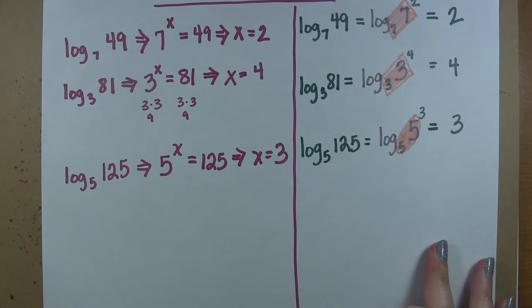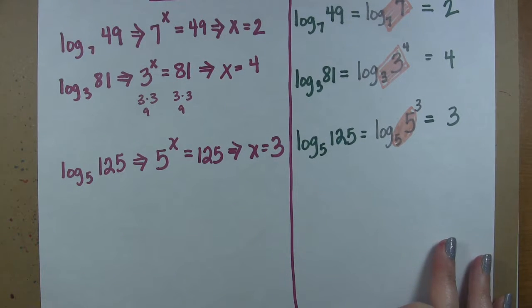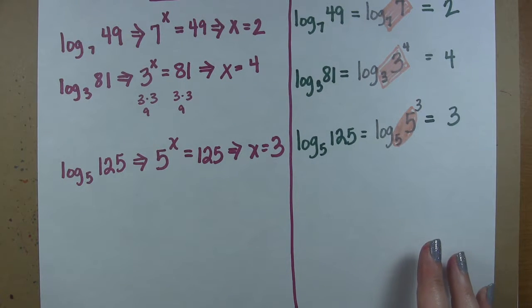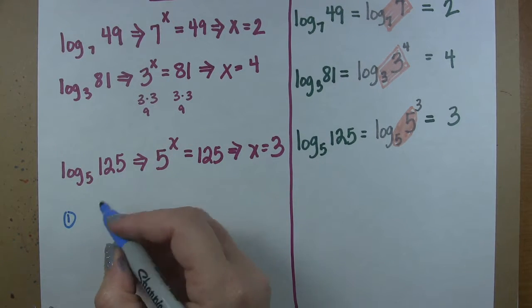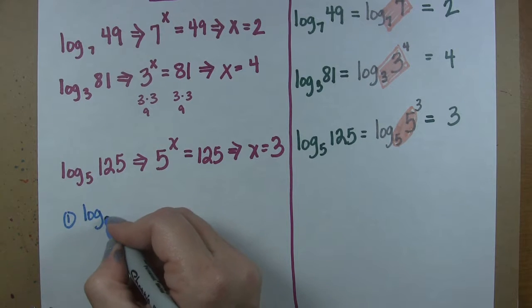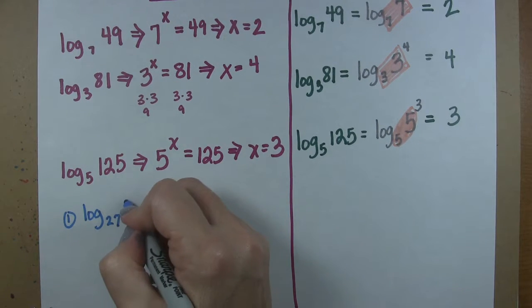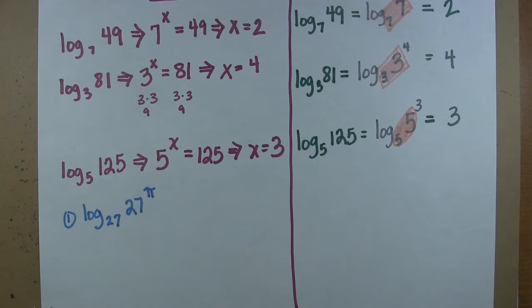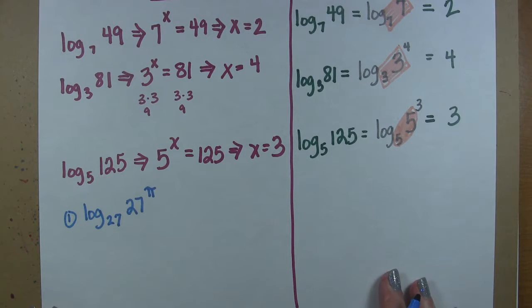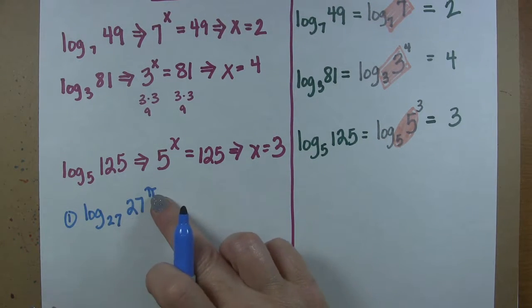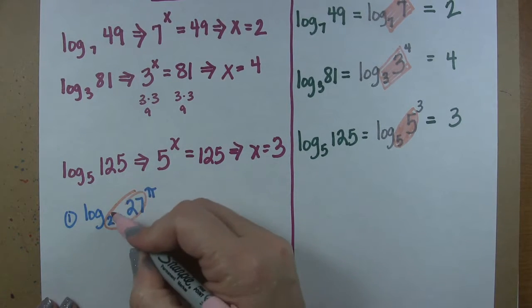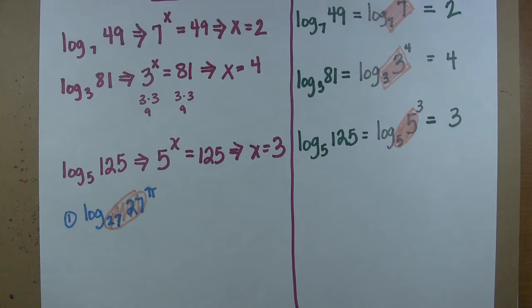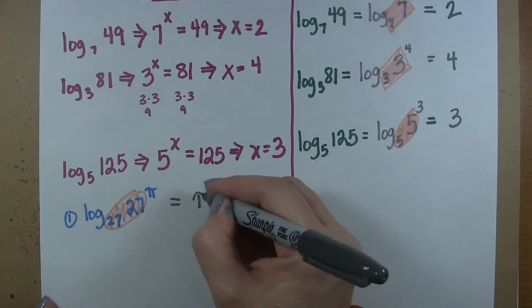Let's do a couple more examples, and then you can be turned loose to decide on your own whether or not you're ever going to use this. Here's my first example. What if I had log base 27 of 27 to the pi? Look at that. They want 27 raised to the pi. What are we going to do? Well, we know that we can cancel those things out so that the answer is simply pi.